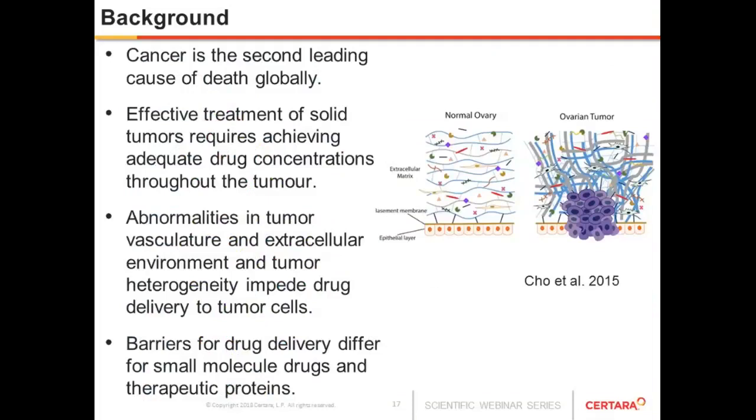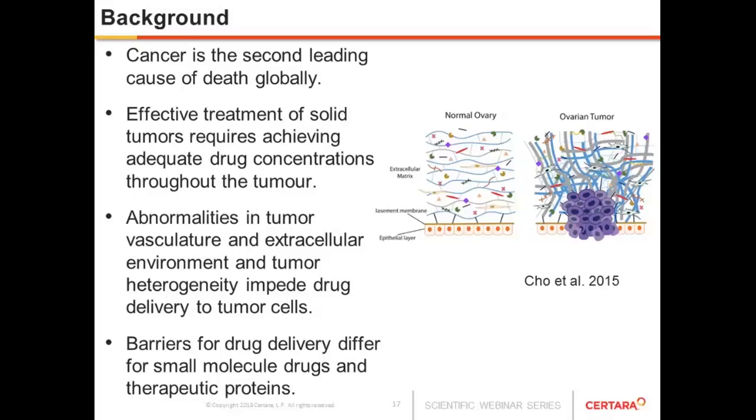One potential reason for drug failures is that you need to get enough of the drug into the solid tumor, if it's a solid tumor cancer, and throughout the tumor, really, to kill all the target cells. And of course, there are known differences in tumour physiology compared to other tissues, such as abnormalities in the tumour vasculature, and also the extracellular environment and heterogeneity within the tumour, which can impede drug delivery to tumour cells.